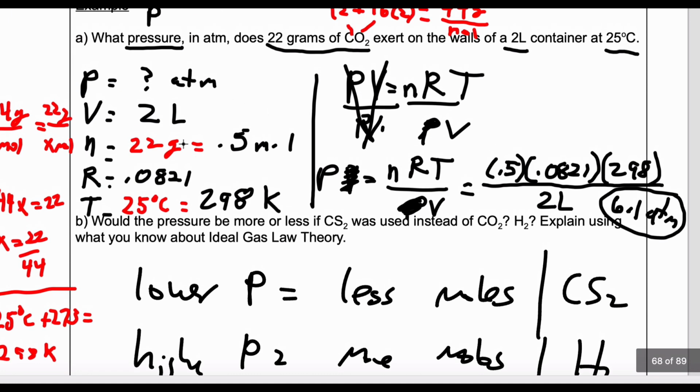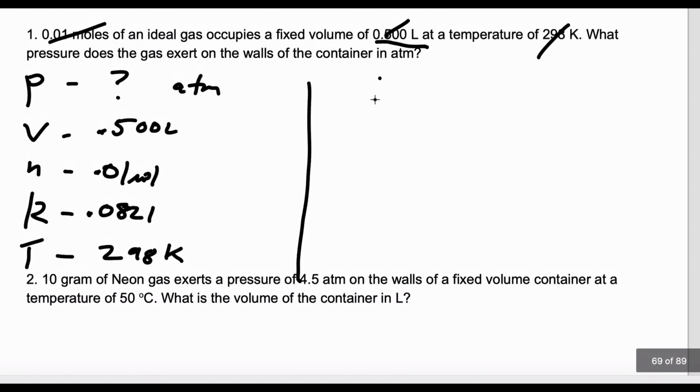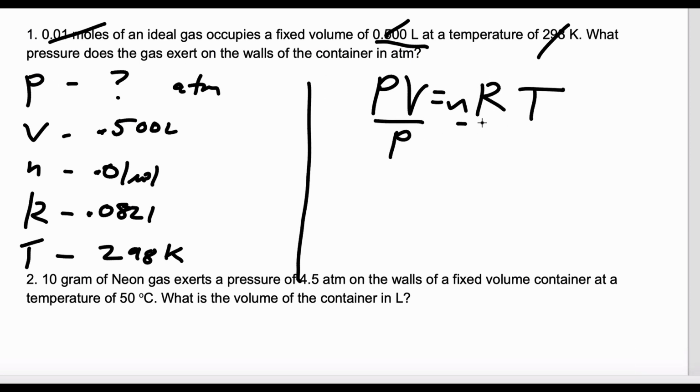In that previous problem, moles was given in grams, and I needed to do that conversion. So what am I going to do? I'm going to write out my ideal gas law equation. I'm solving for P, so I'm going to divide both sides by P.